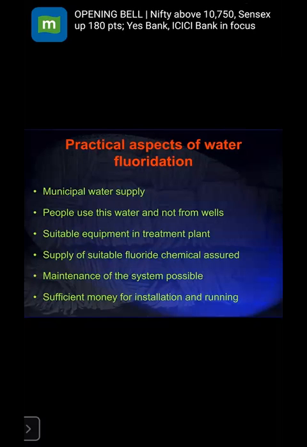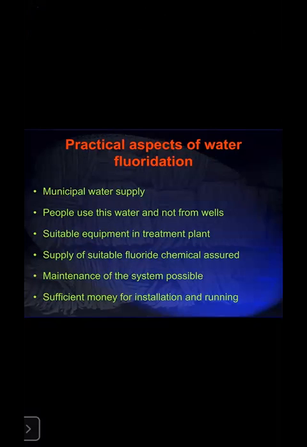Now, what are the practical aspects of water fluoridation? Municipal water supply means there should be a central source of water supply. It should not be that somebody is using well water, somebody is using hand pump water. If the people are using different sources of water, then there is no sense of water fluoridation. It should be a central source, meaning everybody should use the same source water, not somebody using river, hand pump, or groundwater. There should not be any variation.